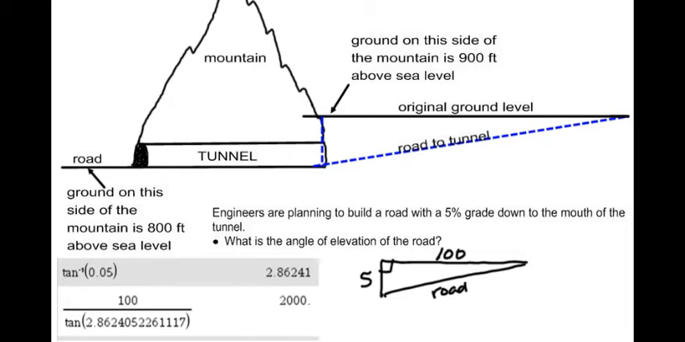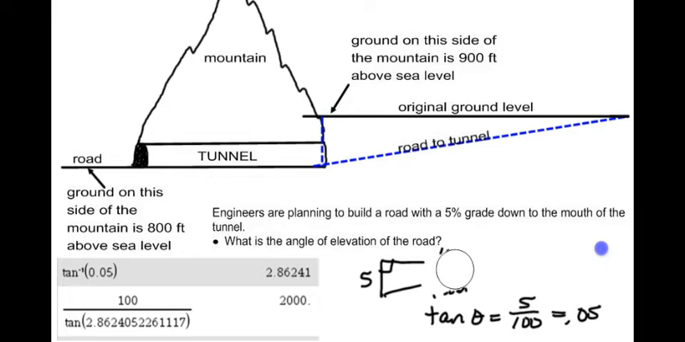It's kind of just an absolute value of slope, if you want to think of it that way. So tangent of theta is 5 over 100 or 0.05. So you can see over here I did inverse tangent of 0.05 and I got the angle of elevation to be 2.86. And actually I drew this triangle completely incorrectly.